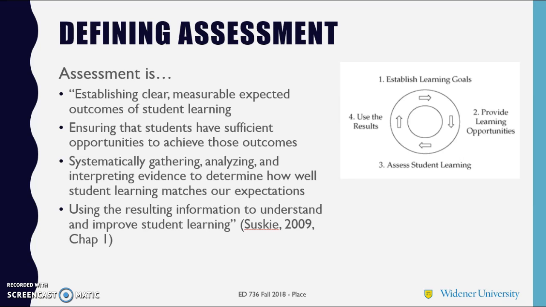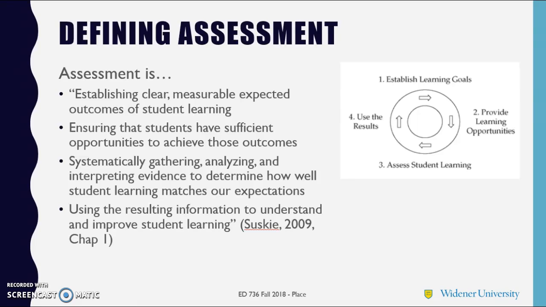These are taken from the Suskie book on assessing student learning. As I mentioned, this is an optional resource, but it is very helpful. So Suskie defines assessment as 4 different activities. First, establishing clear, measurable, expected outcomes. So what do we expect the students to learn in this particular scenario? Then ensuring that all students have sufficient opportunities to achieve those outcomes. That's often the hardest part of this process, and we'll talk about that as the semester goes on.